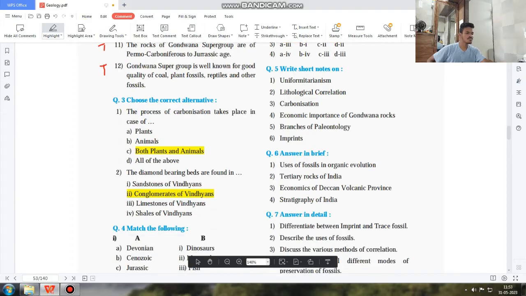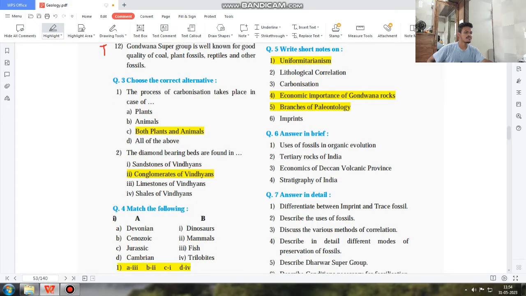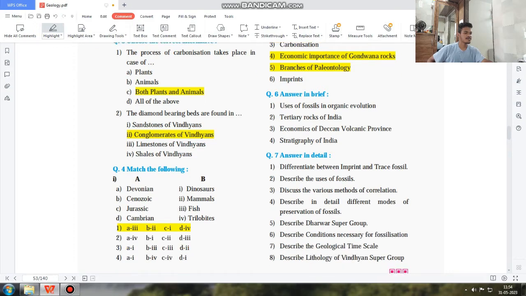Basically, write short notes on this entire thing is there in the textbook. You can read. Important ones I'll tell you are uniformitarianism, economic importance of Gondwana. Branches of paleontology will not be asked as a short note, but can be asked otherwise. Name the following. Answer in brief is okay. Stratigraphy of India. Differentiate between imprint and trace fossils. Uses of fossils can also be asked. Dharwar supergroup is more important also.